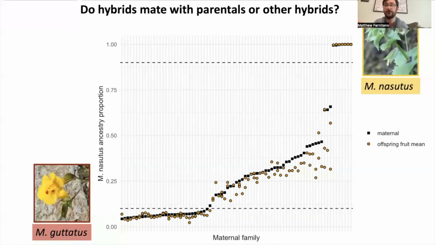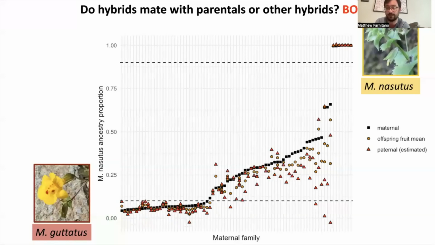So if we know the maternal ancestry, we know the average offspring ancestry, then we can plot what we think the paternal ancestry had to have been. And if that's plotted in these red triangles, what you see is most hybrid moms mated with hybrid dads. However, we do see some cases where a hybrid mom mated with what looks like a pure or mostly pure Guttatus dad. So we see a little bit of both. We see hybrids mating with hybrids. That's probably the majority of our data set, but also hybrids mating back to Mimulus guttatus.